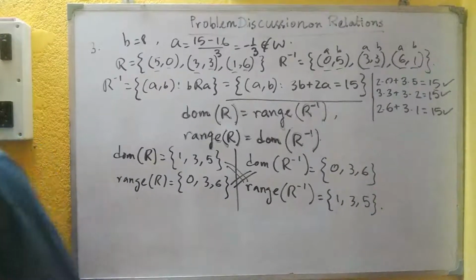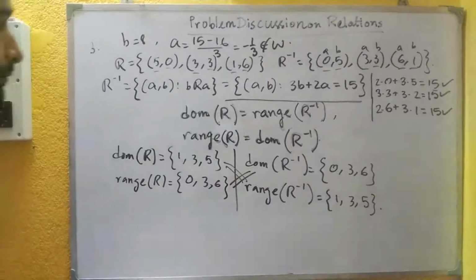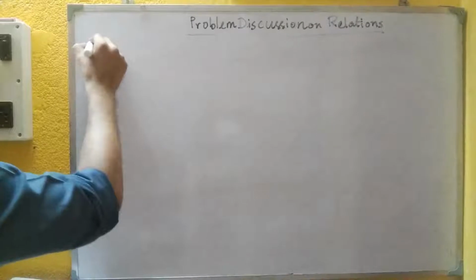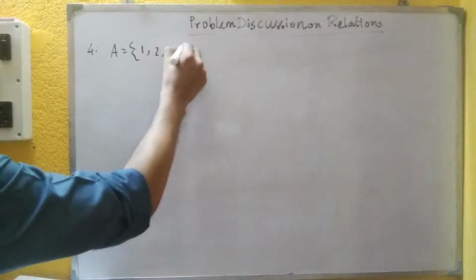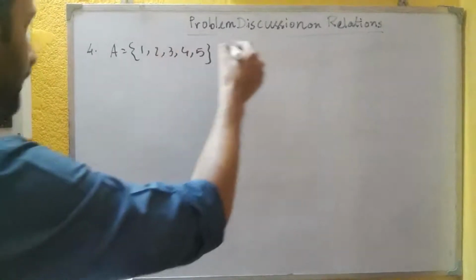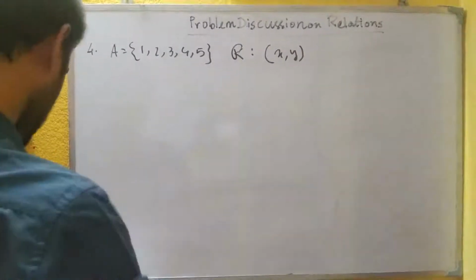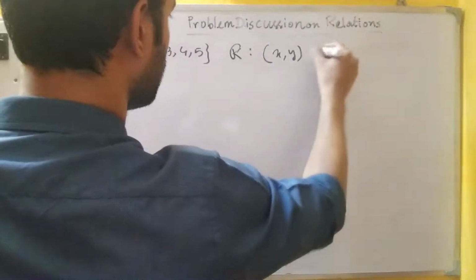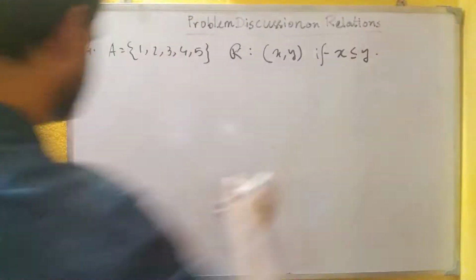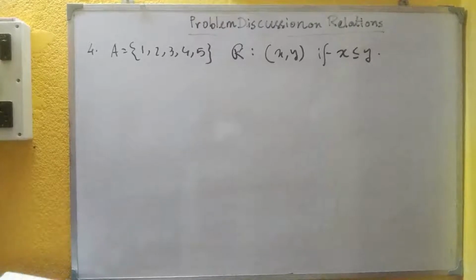So let us proceed to the next one. It says that a set A is given with elements 1, 2, 3, 4, 5, and the relation R is given like this: (X, Y) will be ordered pairs if X is less than or equal to Y. And you have to find the roster forms of the relation R and R inverse, and find domain R inverse and range R.